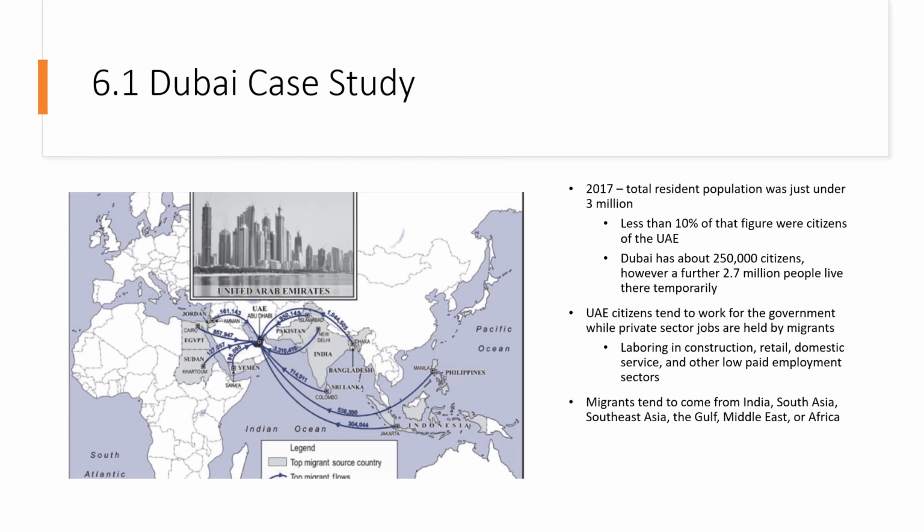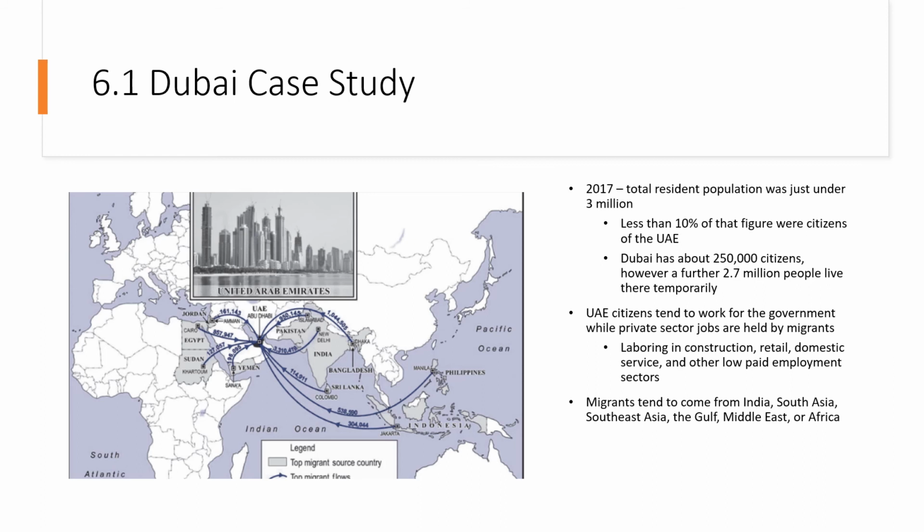Citizens of the United Arab Emirates tend to work for the government, while private sector jobs are held by migrants. A few of these are rich and famous who own property or have business interests in Dubai. A larger number are managers and professionals working in banking, manufacturing, and other sectors. However, the vast majority are laboring in construction, retail, and domestic service. So while Dubai is known for luxury, this luxury was built, maintained, and staffed by a migrant workforce.